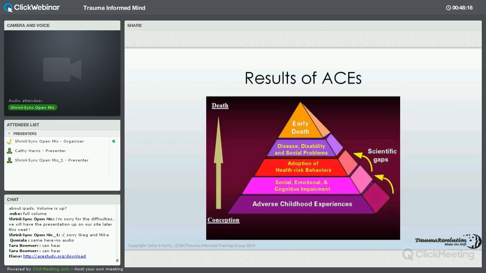Another graphic of the results of ACEs. Again, having many ACEs may lead to teenage pregnancy, high incidence of cigarette smoking, addictions of various kinds, so this adoption of health risk behaviors, the high risk behaviors, cognitive impairment can result in disease, disability, and social problems.